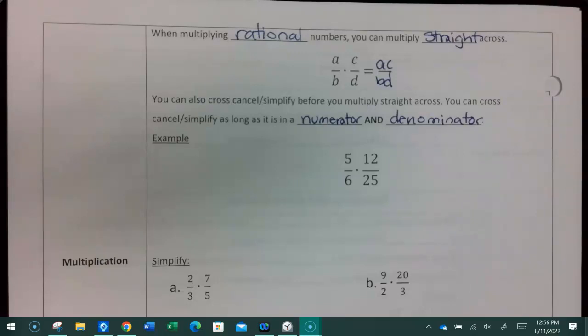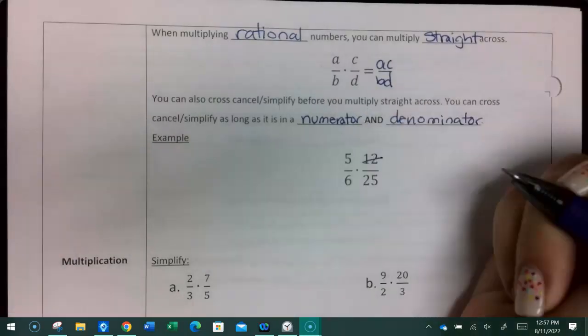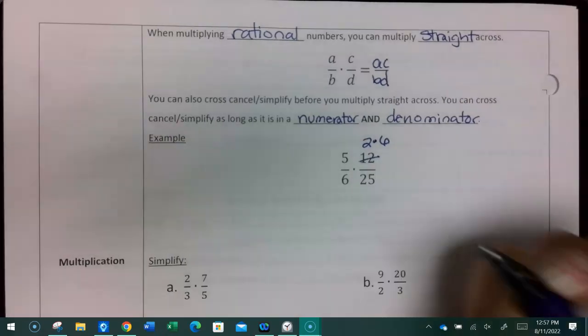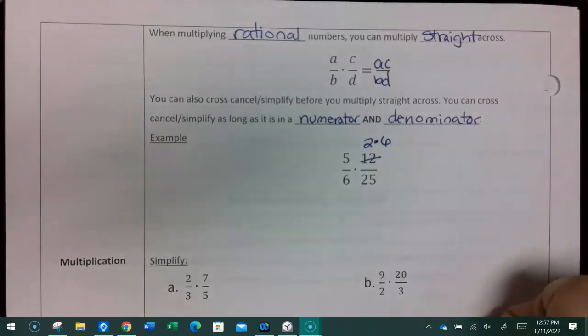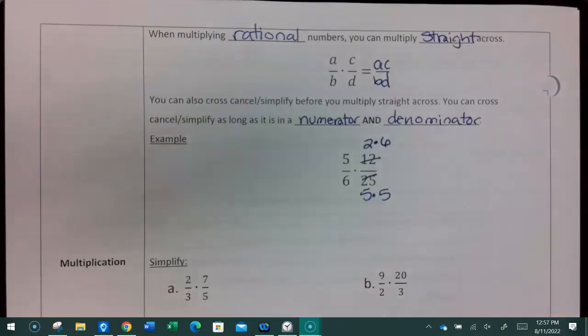So for this example, I first want to rewrite 12 and 25 as different factors, so things that multiply to them. I can rewrite 12 as 2 times 6. How can I rewrite 25? Okay. So do I have any numbers that are on both the top and bottom now? What number?